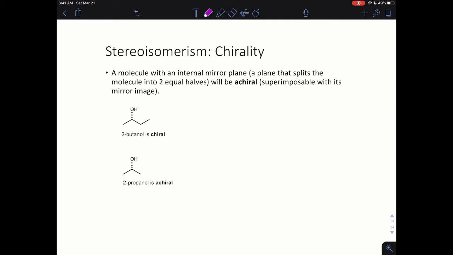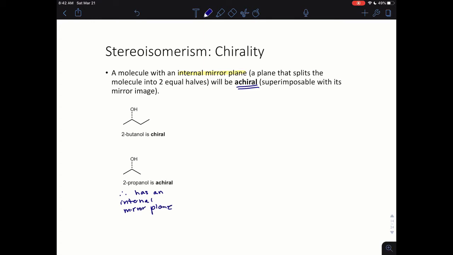Well, let me tell you why. So it depends on whether or not the molecule has what we call an internal mirror plane. And an internal mirror plane is a plane that splits a molecule into two equal halves. So if a molecule has that, then it will be achiral. If a molecule does not have that, then it will be chiral. So let's take a look at that for these two molecules. And let's actually do it for 2-propanol first, because it's achiral. And so what that tells me is that it has an internal mirror plane of symmetry.